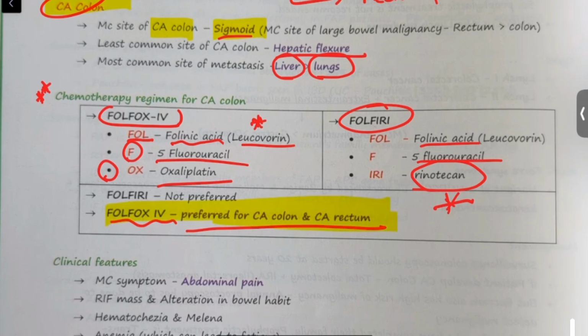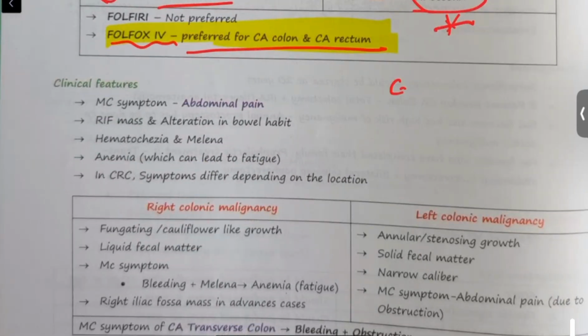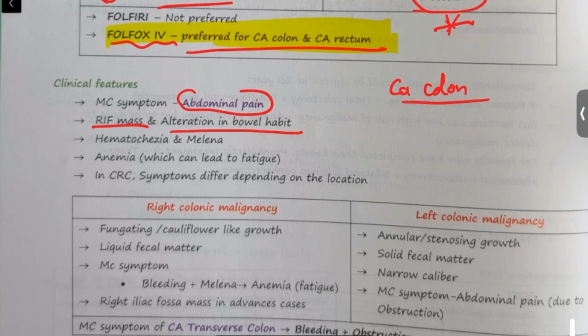Okay, so CA colon, what are the clinical features, how will the patient come to us? So most common symptom will be usually abdominal pain. There is a tumor. Okay, most common symptom will be abdominal pain. After that, right iliac fossa mass and alteration in the bowel habit, this can happen. After that, there can be hematochezia and melena, passage of blood in stools basically.